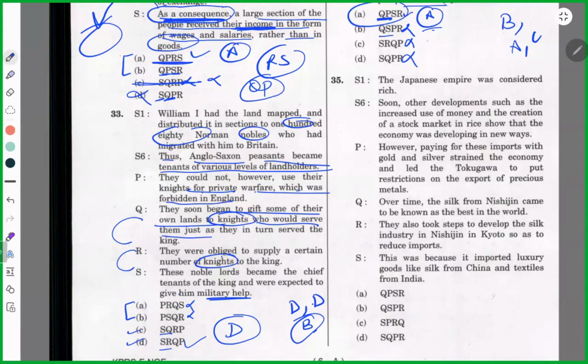Option A, sir. And what about the others? Fast, fast, fast. Tell your answers. A, sir. Okay, multiple answers, same. Next, the C. C. Okay.